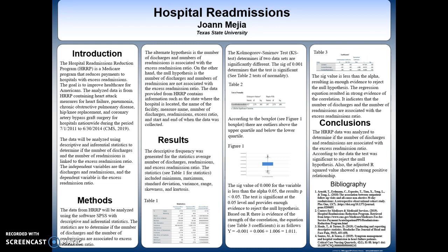Conclusion. The HRRP data was analyzed to determine if the number of discharges and readmissions are associated with the excess readmission ratio. According to the data, the test was significant to reject the null hypothesis. Also, the adjusted R-squared value showed a strong evidence of the relationship.